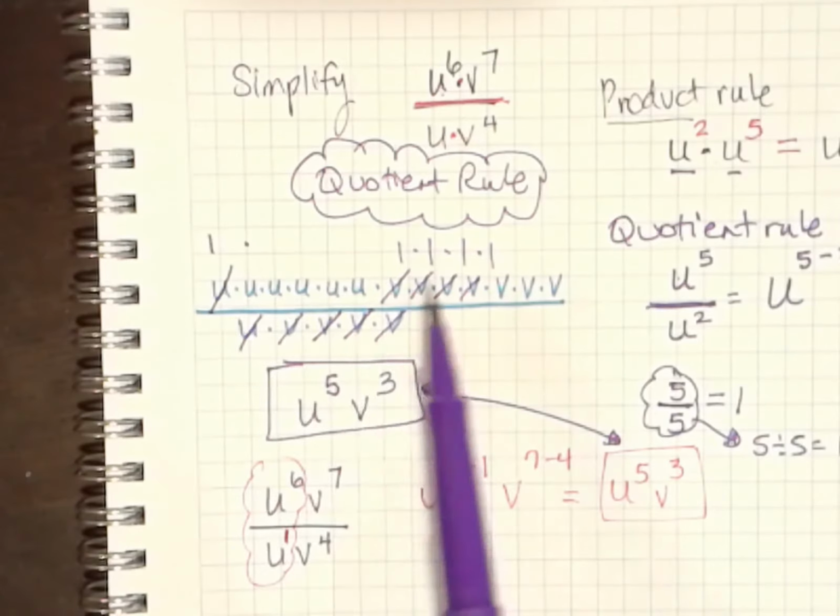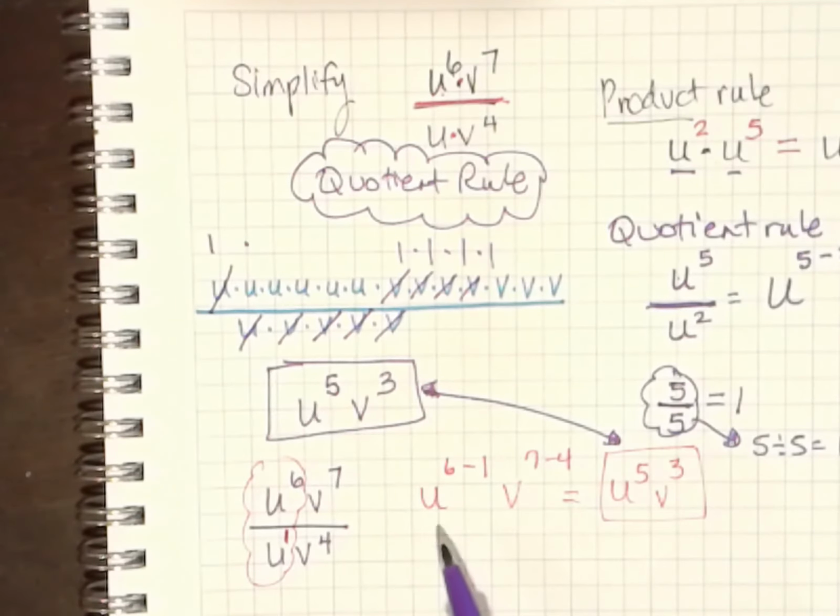So I wanted to write it out so that you could see it, and then I wanted to use the rule so that you could see how to use the rule.